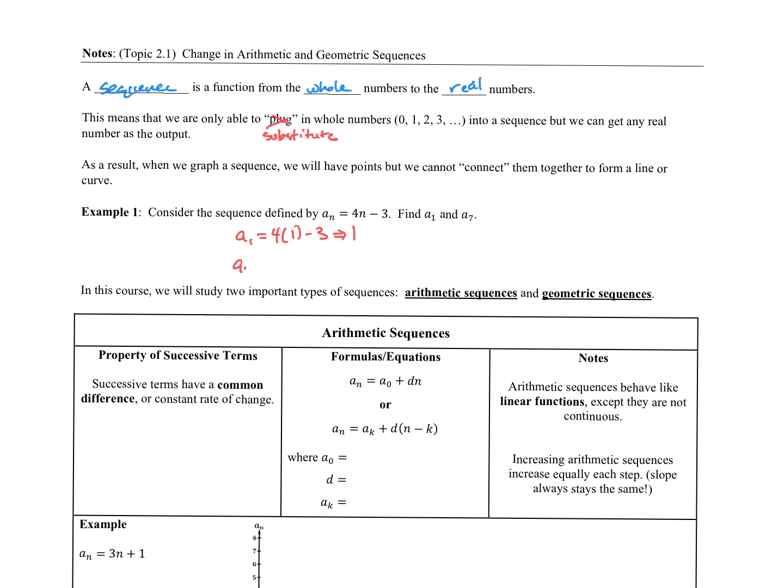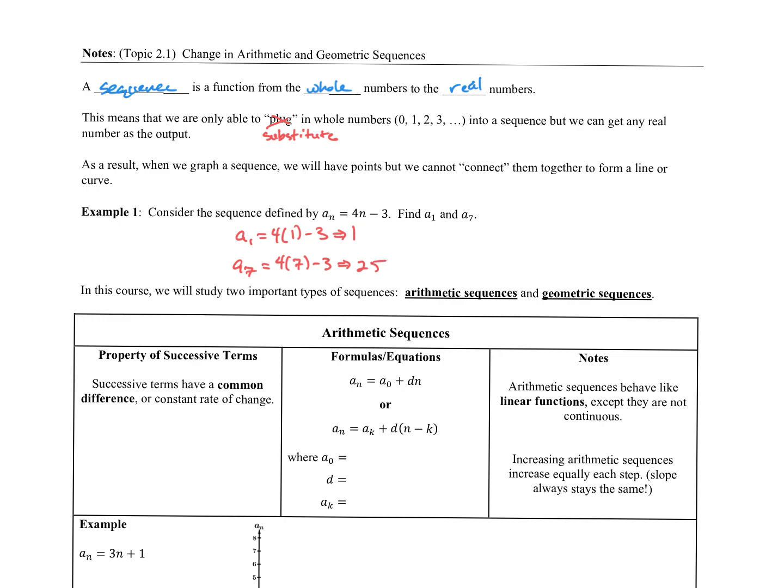Now we're going to find a sub 7. So all we're going to do is substitute in 7 for n. And so now we have 4 times 7 minus 3. So 4 times 7 is 28 minus 3 is 25.